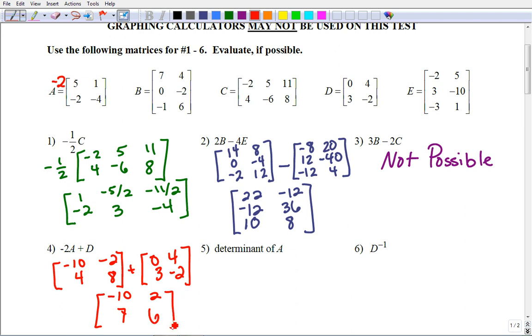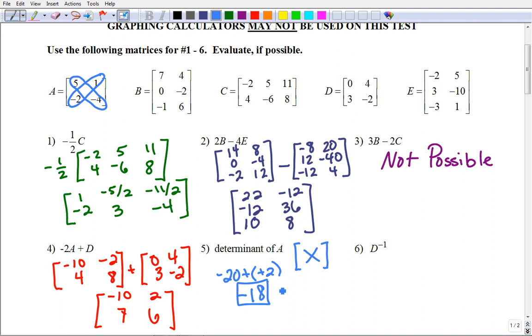Okay. On the next problem, the determinant of a. Remember, for the determinant, you have to have a square matrix, meaning the same number of rows as columns. We take the first diagonal and multiply it together, and then we take the other diagonal and multiply it together, and we take the first diagonal minus the other. So 5 times -4 is -20, and then 2 times -2 times 1 is -2. So -20 minus -2 is -18.